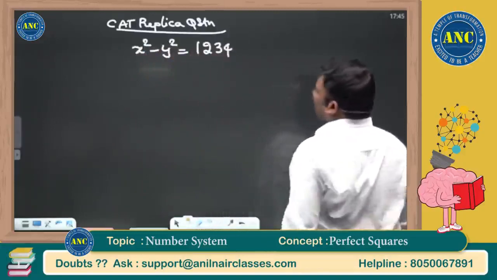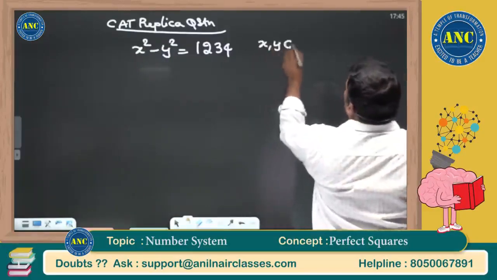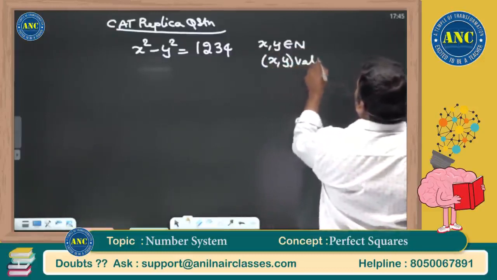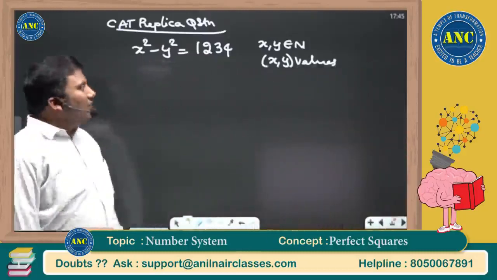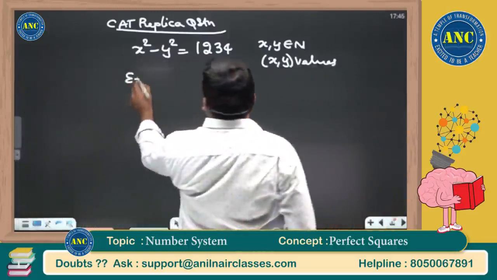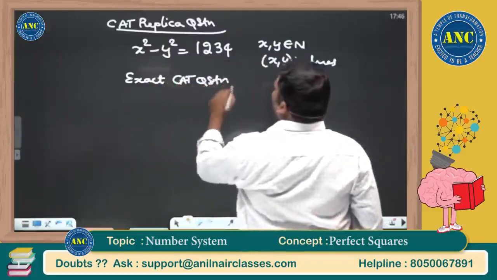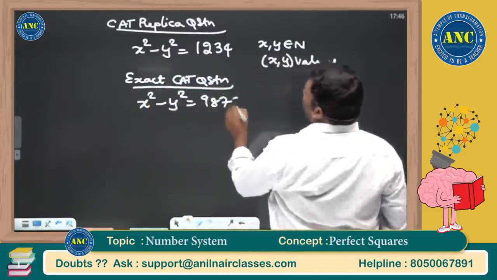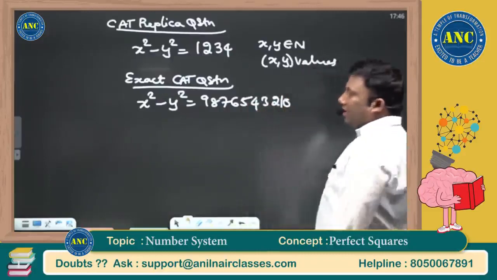X square minus y square equals 1234. X and y are natural numbers. How many values will x and y take which will satisfy this equation? Actually, the exact CAT question is like this. Some 4 years before, this was the first question which came in the CAT examination slot 1. 9876543210. This is the exact CAT question.